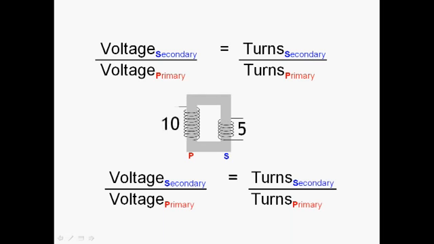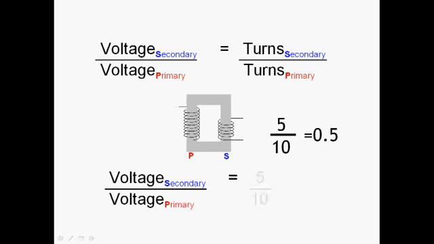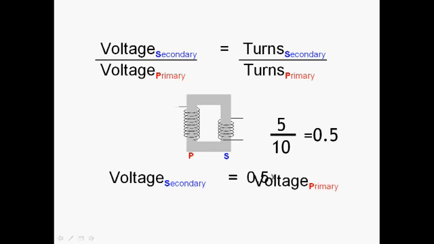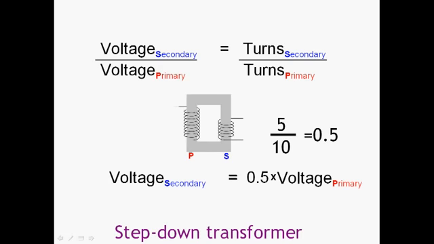If we look at a different example where we have 10 turns and 5 turns, we now have less turns on the secondary. If we take the ratio of that, 5 divided by 10 is 0.5. We put that into our formula, rearrange it, and this tells us that the voltage on the secondary, the output, is half of the voltage on the primary. In other words, the voltage has stepped down. It's a step down transformer. We have half the turns on the secondary, so we have half the voltage on the secondary.